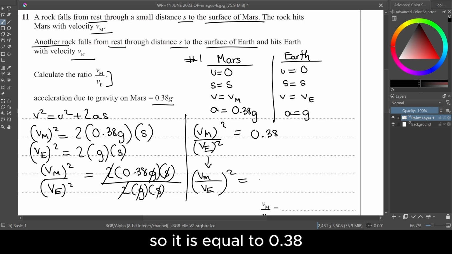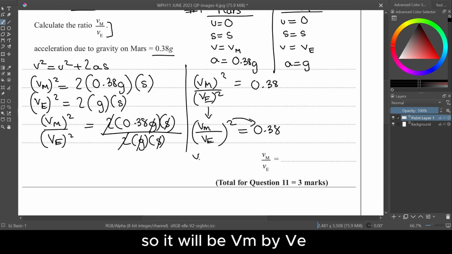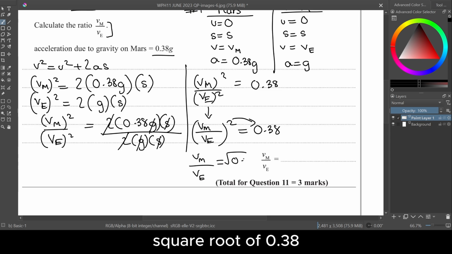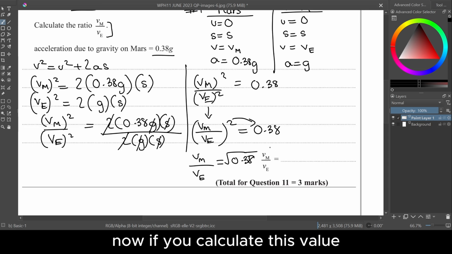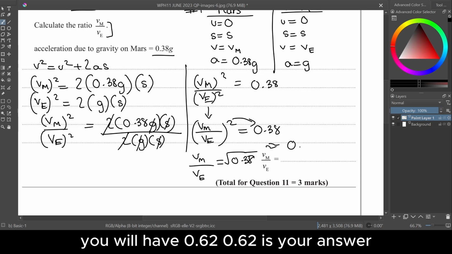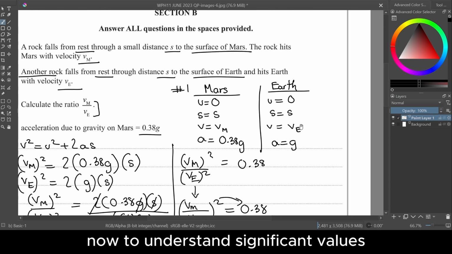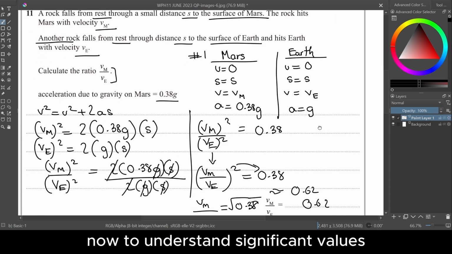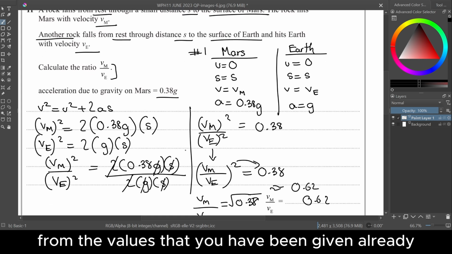So it is equal to 0.38, and now you can shift the square to the other side. So vm by ve is the square root of 0.38. Now if you calculate this value and round it off to two significant figures, you will have 0.62. 0.62 is your answer.